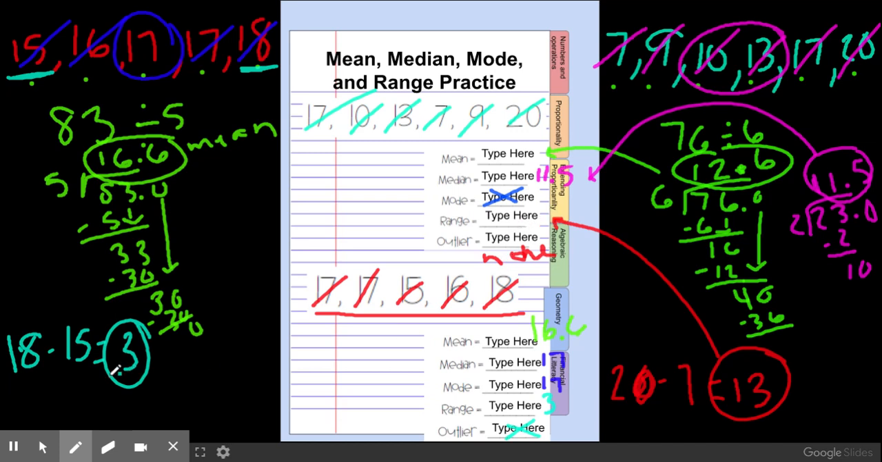All right, so go ahead and go to Schoology and practice the mean, median, mode, range, and outliers.